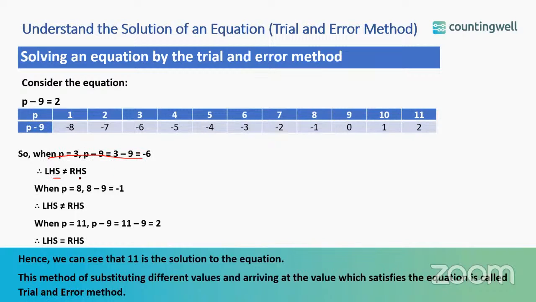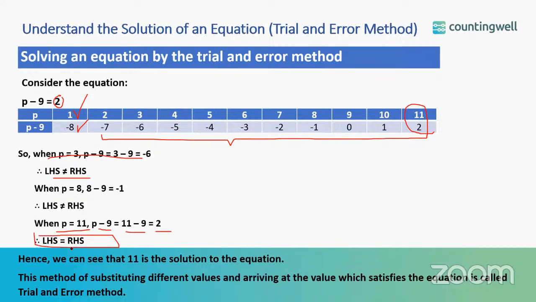In this case, we can see LHS is not equal to RHS. When p is equal to 1, it is minus 8, so minus 8 is not equal to 2. So we have to find for which value of p, p minus 9 is equal to 2. Yes, you can see in the last value, when p is equal to 11, p minus 9 is equal to 11 minus 9, which is equal to 2. So in this case, LHS is equal to RHS. We can see that 11 is the solution to the given equation.